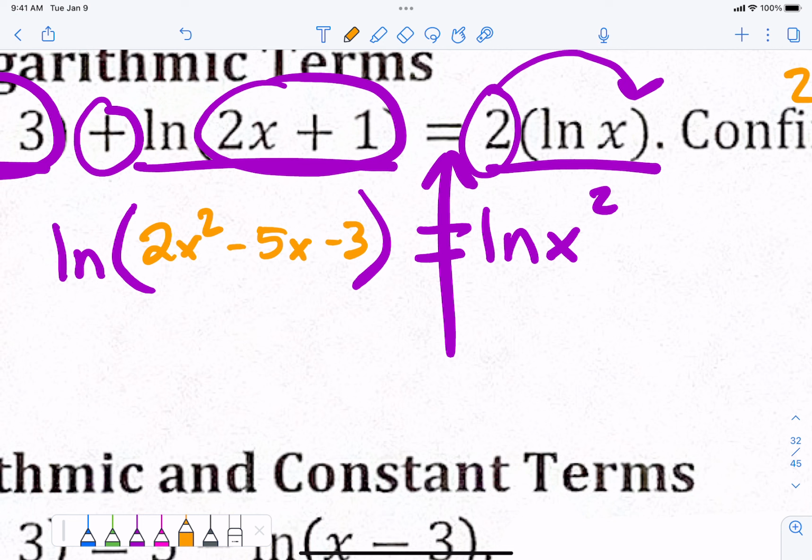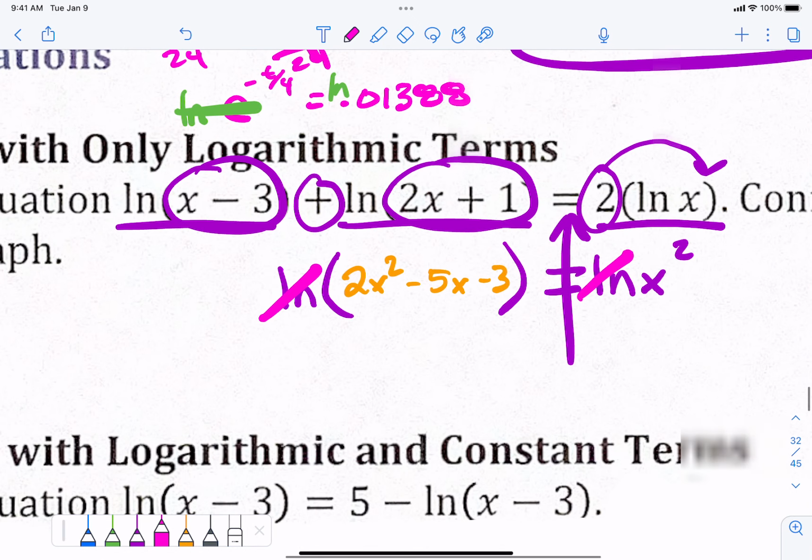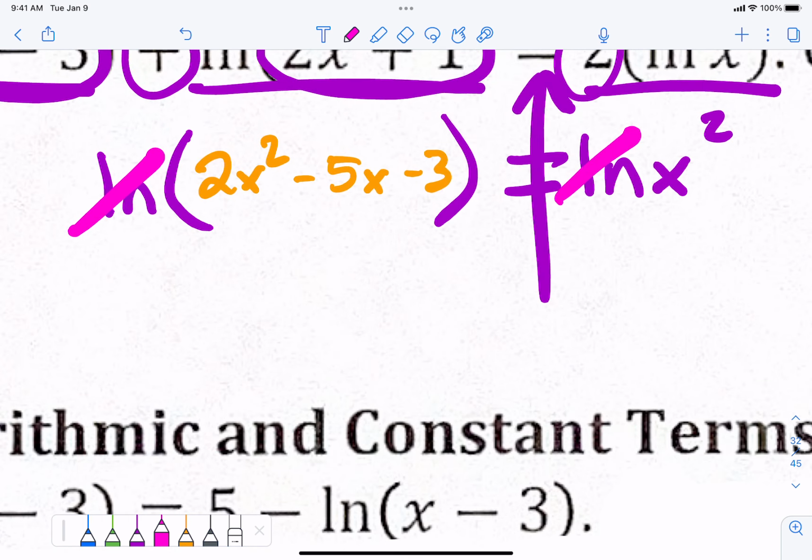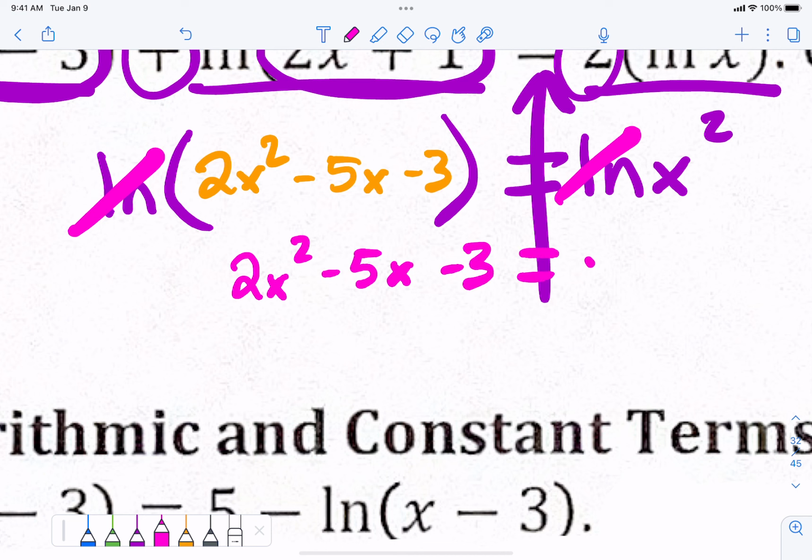What can happen now? Just get rid of the ln's. The same way that I could add ln's to both sides, if there's only one ln here and one ln here, I can delete them, right? I can't just delete those and this one, because I'd be deleting 2 from one side and 1 from the other side. So I have to combine those first before I get rid of the ln's. But if there's an ln on both sides, you can get rid of 1 on each. 2x squared minus 5x minus 3 equals x squared.